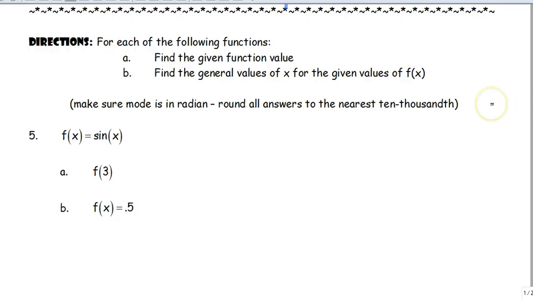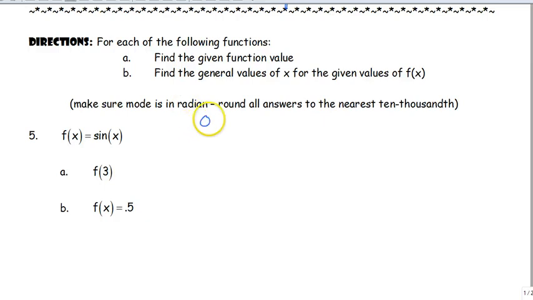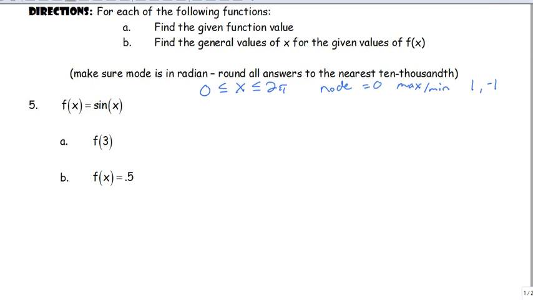F of x is equal to sine of x. I'm going to take my calculator. Well, first of all, there's no shift, so the period goes from 0 to 2 pi because there's no frequency or anything. So that's going to be our window. Our node is at 0. Our max and min, or our crest and trough, if you want to call it, should be at 1 and -1. Because remember, original sine, that's what the starting values are. So that's just a standard sine curve. So let's graph that.